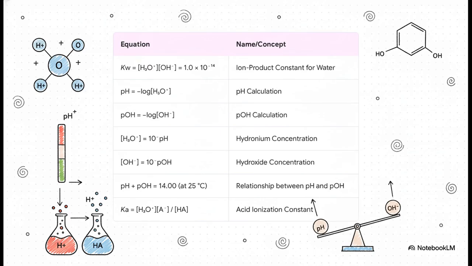So this first batch of equations is all about the basics of water and pH. You've got Kw, the constant that governs water's behavior, then the formulas for jumping back and forth between ion concentration and the pH scale, and of course, the classic definition of Ka, which tells us how strong an acid is.